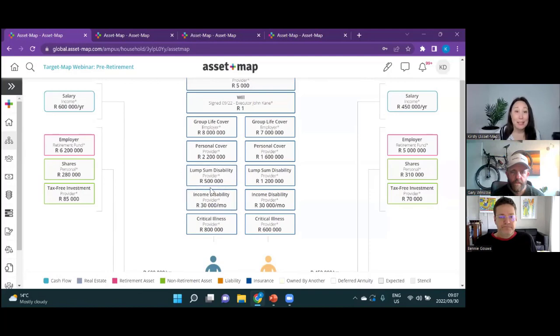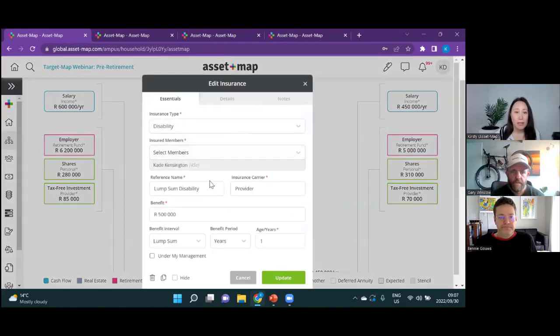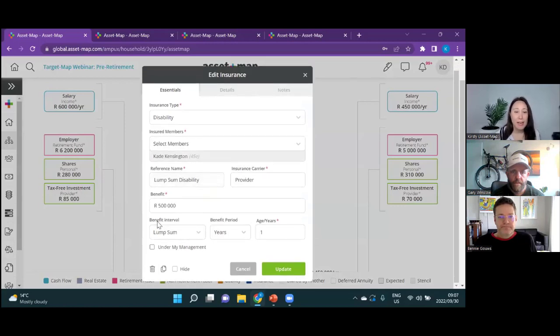When it comes to disability, if you're capturing a capital disability, then it's important to put in the amount and the benefit interval as lump sum. So it's not an annual or monthly benefit, it's a lump sum that will be paid in year one. So it's important to put in that it's years and that it's one, that benefit will pay out in year one should a client have a disability event.